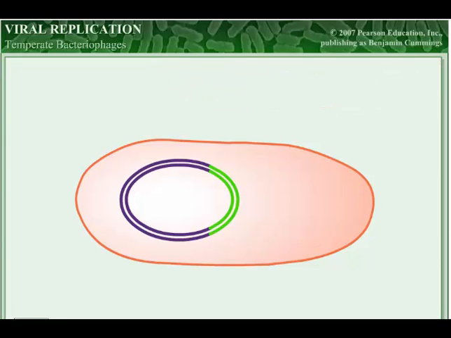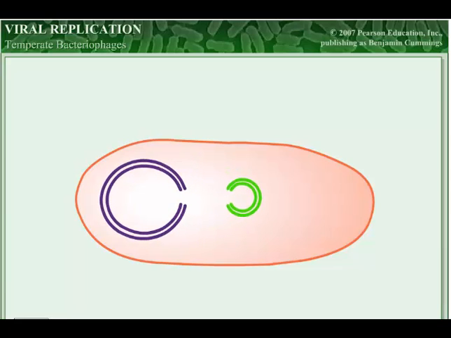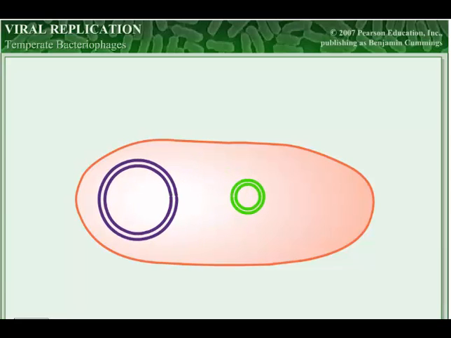The prophage is excised from the host chromosome in a process called induction. Induction can occur spontaneously through recombination or some other genetic event, or through the action of UV light or certain chemicals. At this point, the phage may enter the lytic cycle.